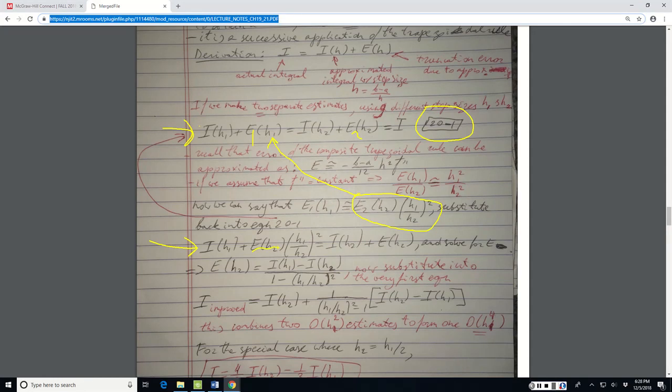So it's here and here. So it's one equation, one unknown. You're trying to solve for the error, basically. So you can rearrange this equation to express the error in terms of the integral estimates and the step sizes. So basically the idea is to eliminate this error.